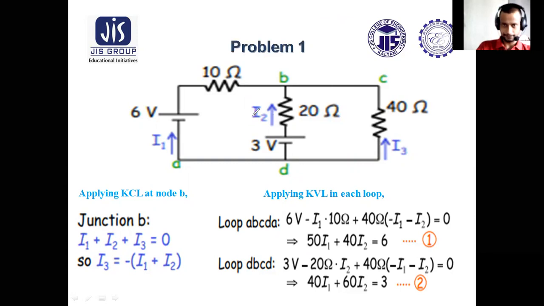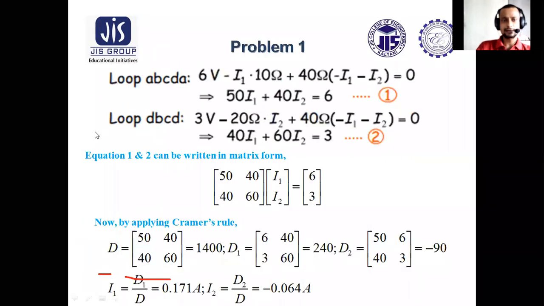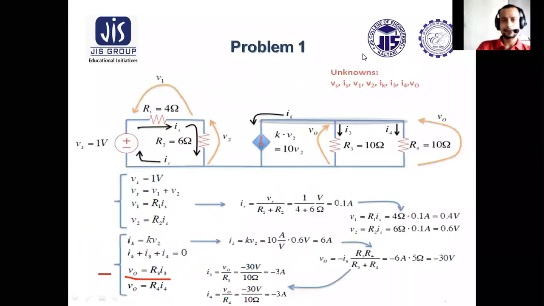Next, what is I3 then? I1 and I2 are obtained, so I3 will be minus of I1 plus I2. Substitute the values of I1 and I2, you'll get your answer. So this is how you can get the solution using KVL and KCL.